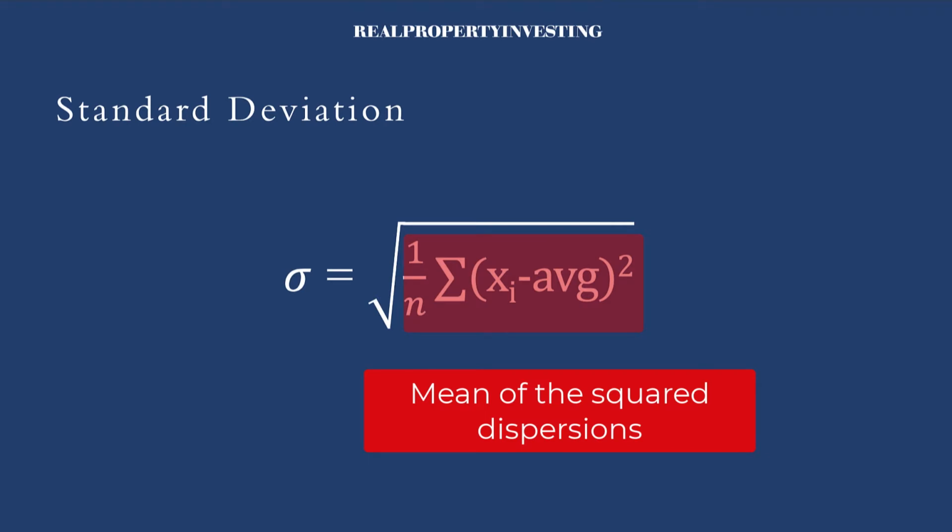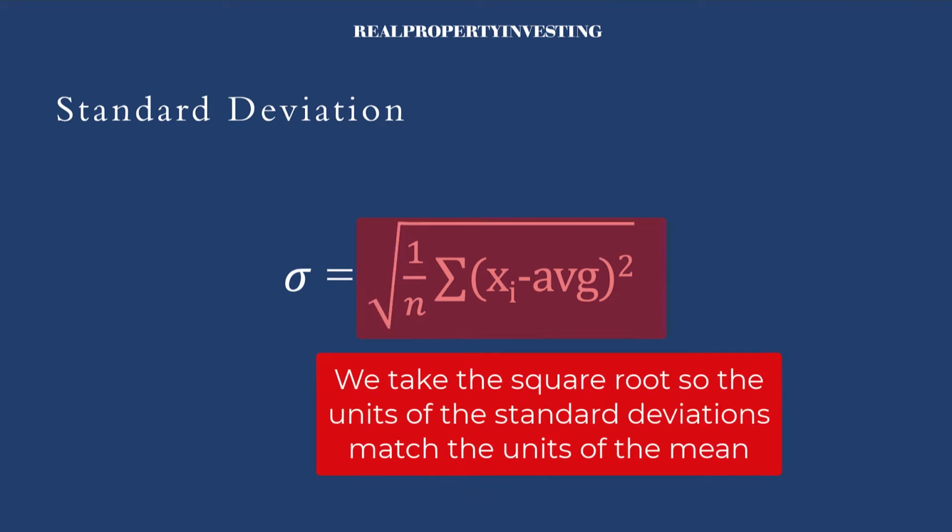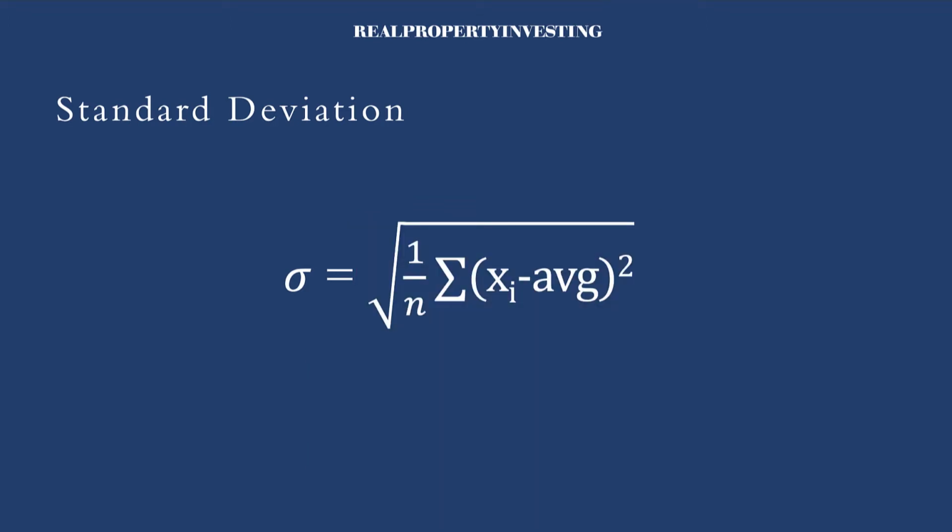We then take the square root of the mean difference squared so that the standard deviation is expressed in the same units as the variable itself. So, if our data is the average rent in euros per square meter, for example, the standard deviation will be expressed in euros per square meter as well.